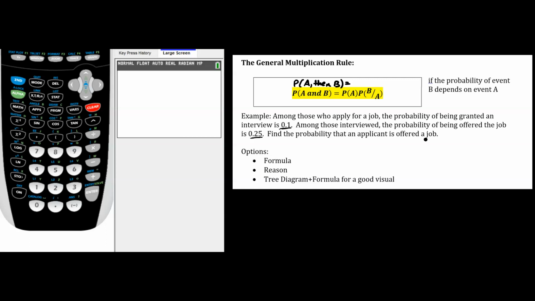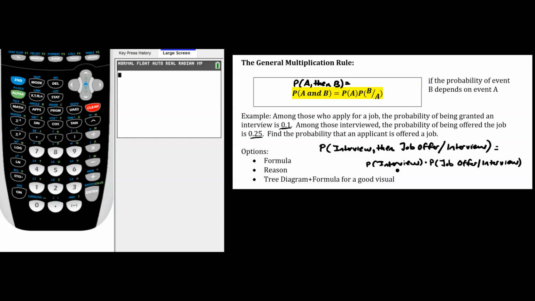The question is saying, let's find the probability that an applicant gets an interview, and then they get a job offer after having been given that interview. They can't get a job offer without having been given an interview, and so the job offer is conditional upon the interview. Now our formula says one way to approach this is the probability of A then B is simply equal to the probability of A, so that would be the probability of an interview, multiplied by the probability of B given A, the probability of getting the job offer having been given that interview.